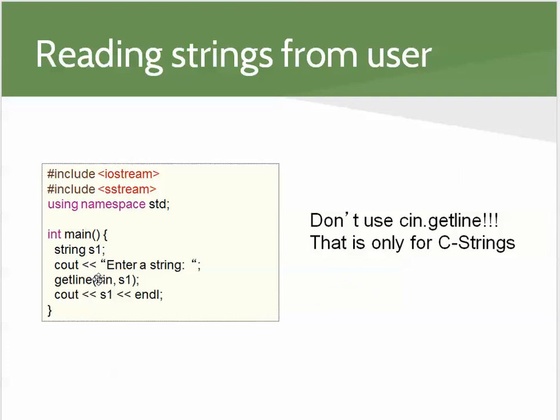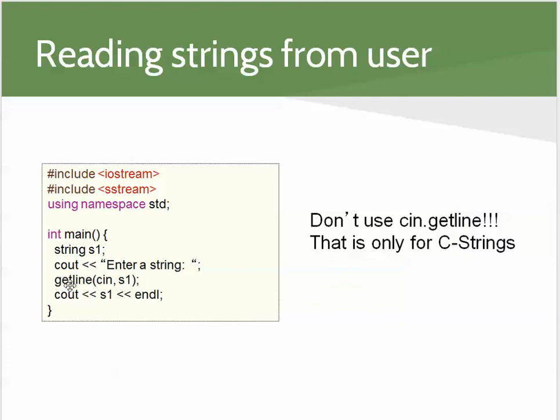Reading strings from users. This is something that really catches people off guard, and it's an easy one to forget. So really concentrate hard with this. When we read from the user for a C string, those character arrays from the last module, we use cin.getline. If we're trying to read a string object, from the user's perspective, there's no difference, right? They just type a string and they hit enter. But if we're reading it into an actual string data type, we cannot use cin.getline.